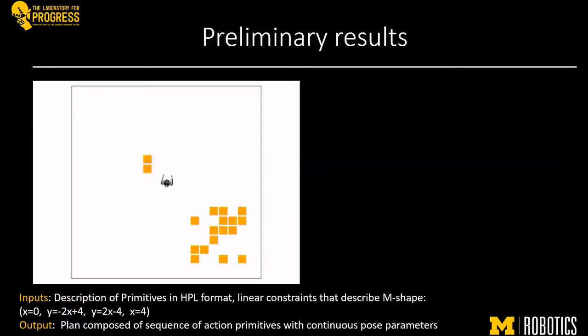What are your primitives? Pick, place, move. Pick is basically the robot picks the objects, and the objects attach to the robot's body.